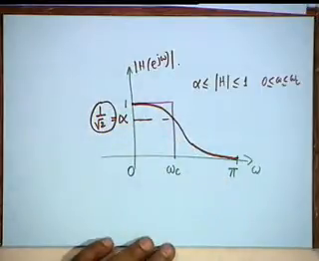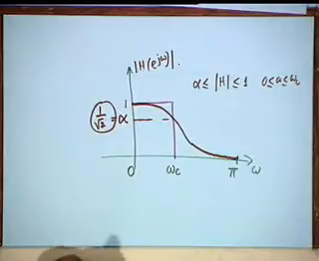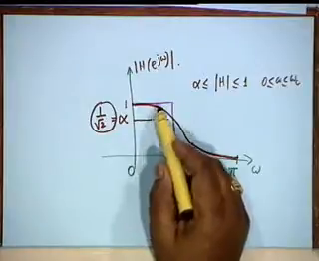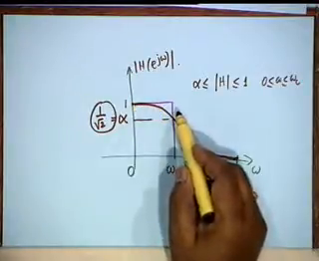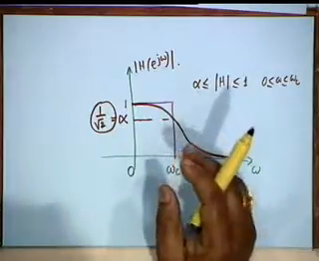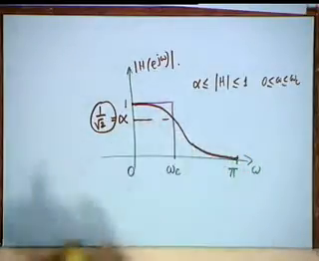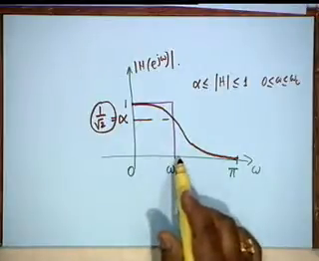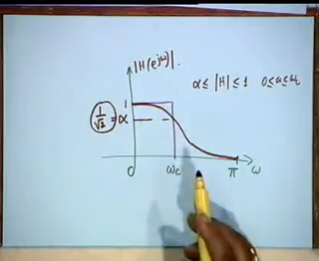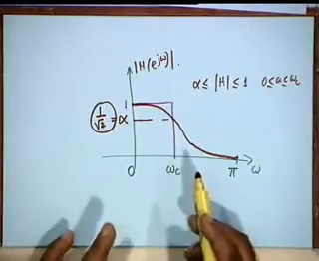because 20 log 10 of 1 by root 2 is minus 3, and the usual characterization that we take is 3 decibel cutoff. That is, 20 log 10 of 1 is 0. So, this is the 0 dB point, and up to the frequency at which the magnitude response does not fall by more than 3 decibel. So, this is the 3 dB bandwidth of the low pass filter, the width of the band within which the magnitude response does not deviate by more than 3 decibel.